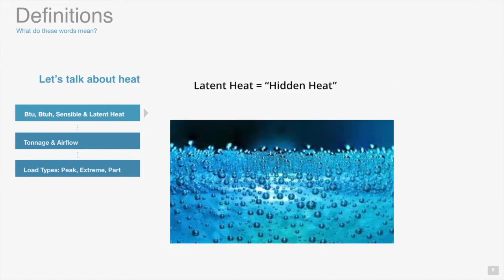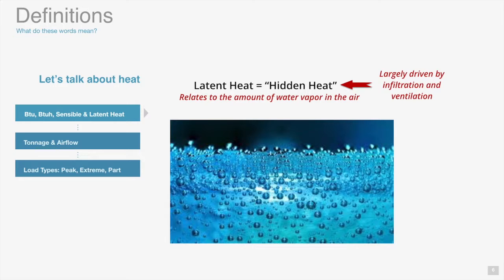So what does, of course? Well, latent heat does. It literally means hidden heat. And in the southeast part of the country, you always hear it's not the heat, it's the humidity, and that's very true in a lot of aspects. But it relates to the amount of water vapor in the air, and it's largely driven by infiltration and ventilation, to the order of 10 times more than you would get through vapor drive through an assembly.